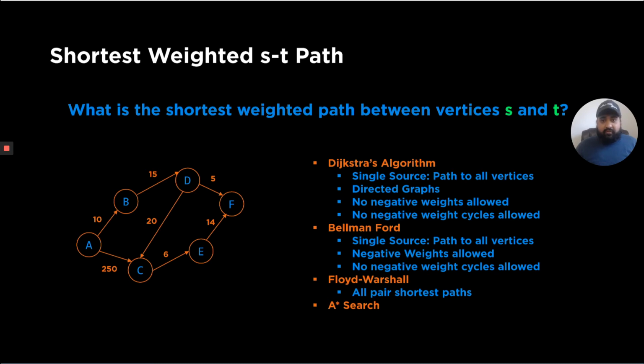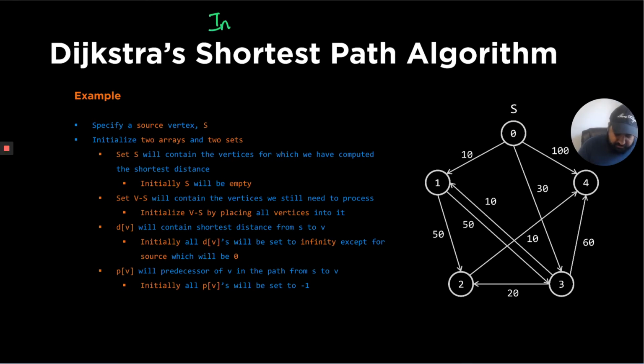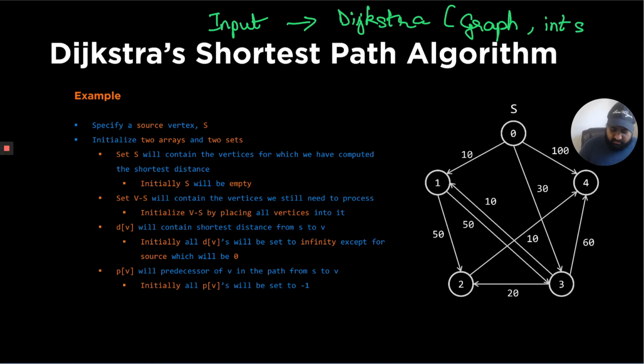In this video, we are going to cover a worked example of Dijkstra's shortest path algorithm. For Dijkstra's shortest path algorithm, we take as input a graph. So our function might look something like Dijkstra compute, or whatever, that takes in a graph and a source vertex. It could be an integer or just a string label that describes the vertex. And this should return the shortest path from the source to every other vertex in the graph.